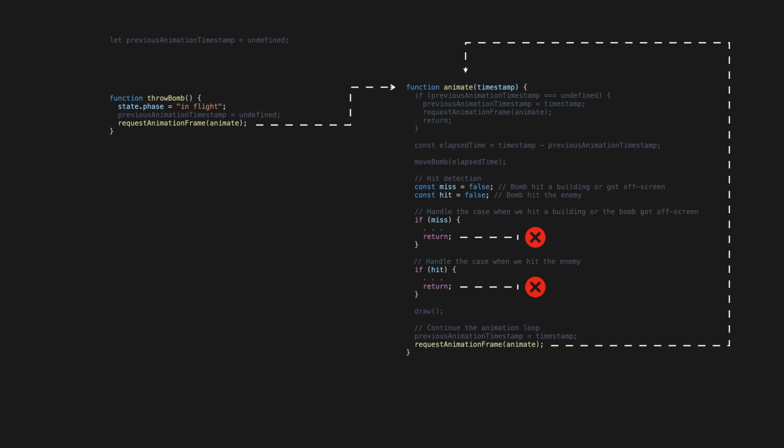The other case is when we hit the enemy. In this case, the game ends. We will cover these cases a bit later when we get to hit detection. First, let's check out how to move the bomb as it flies across the sky.